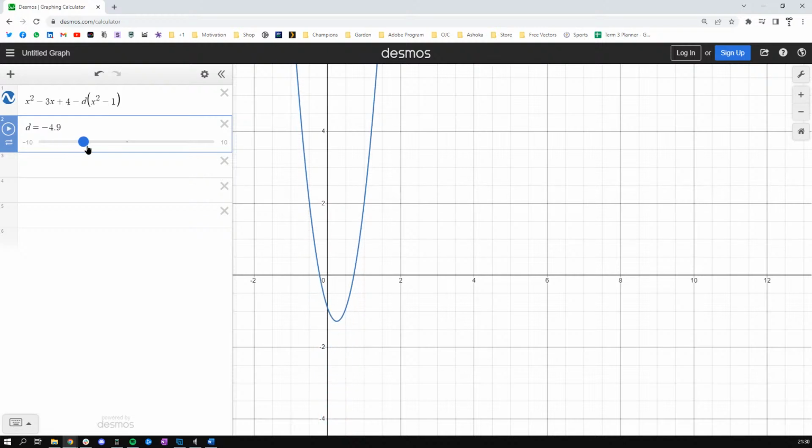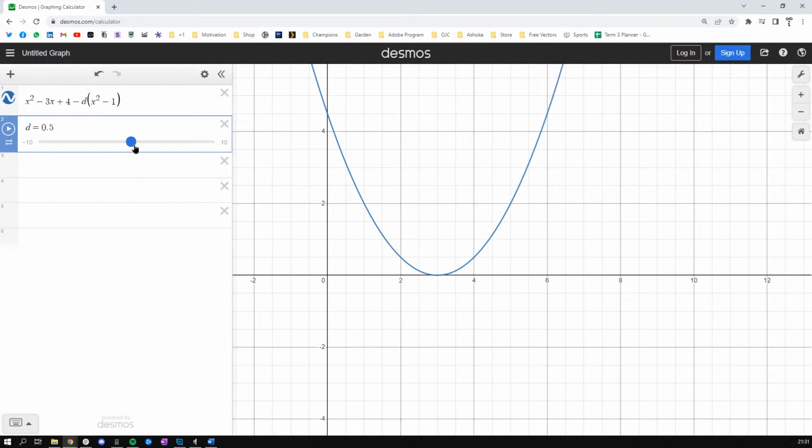I can't move this. So there we go. At -3.5, you can see it's touching it, but after that, there's actually no solution. So when it's between -3.5 and 0.5, do this slowly, there are no solutions, none at all. And then by the time it gets to 0.5, it's going to actually have one solution.